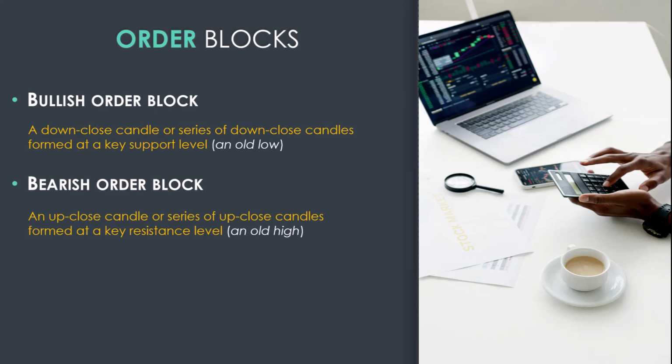Now, an order block can be bullish or bearish in nature. A bullish order block is a down close candle or series of down close candles formed at a key support level. It can be an old low. And a bearish order block is an up close candle or series of up close candles formed at a key resistance level, in this case, an old high.